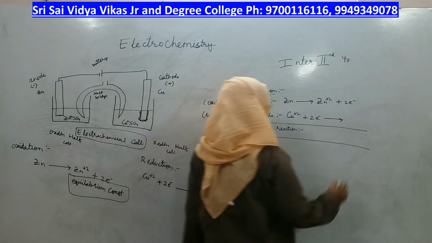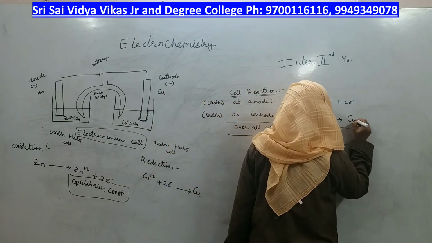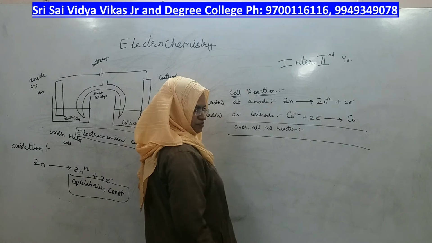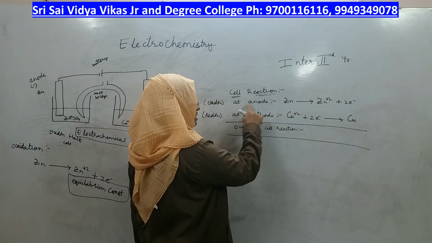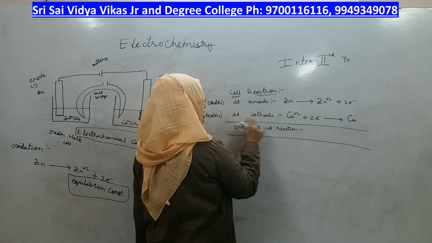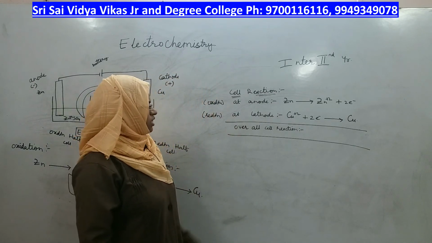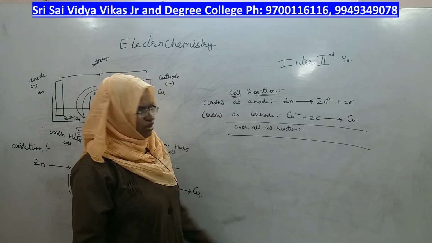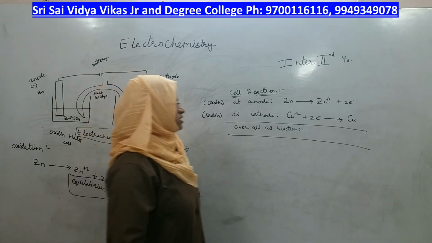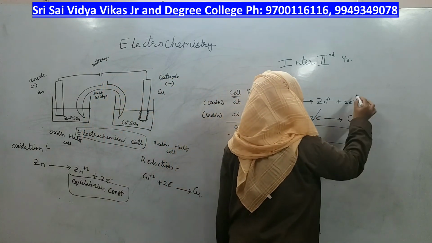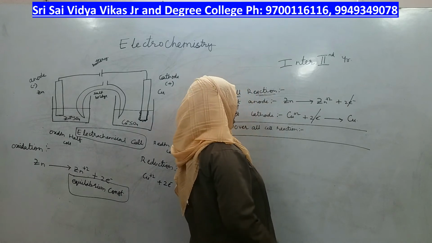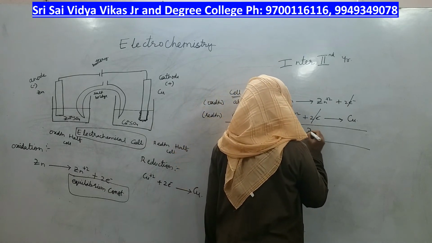By gaining 2 electrons, what will copper plus 2 ion become? It becomes copper atom, right? This is the reaction at anode and this is the reaction at cathode. By combining both, you have to write the overall or the final cell reaction. To write the final cell reaction, you have to cancel out the electrons and write the leftover like this.